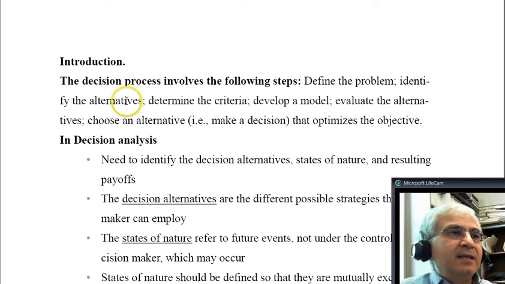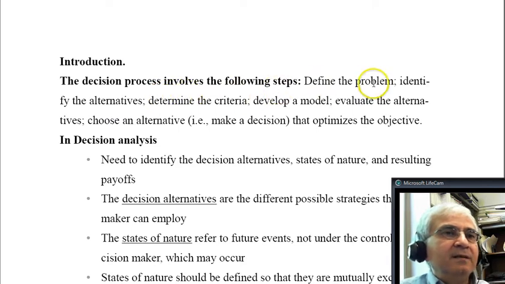So the decision analysis process involves these steps: define the problem, identify the alternatives, determine the criteria, develop a model, evaluate the alternatives, choose an alternative that optimizes the objective function. So in doing so, we need to identify the decision alternatives, states of nature and resulting payoffs.